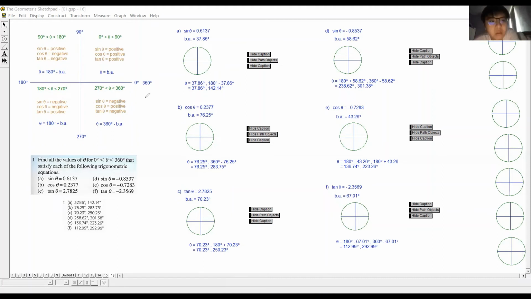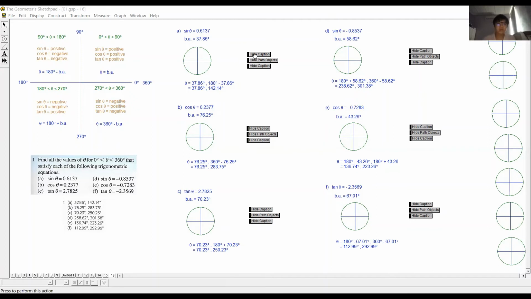In the fourth quadrant, there are angles between 270 and 360 degrees. So in this quadrant, sine is negative, cosine is positive, and tangent is negative. How to get the actual angle? You use 360 minus the basic angle, right?